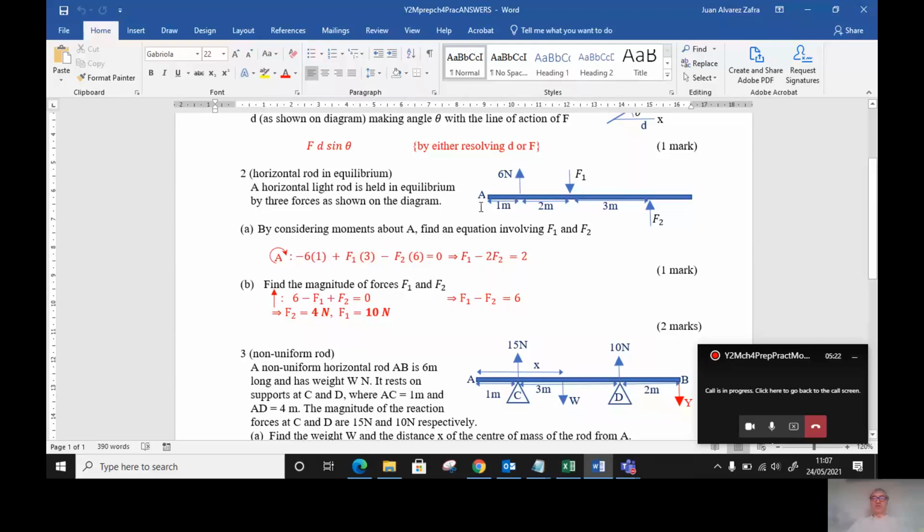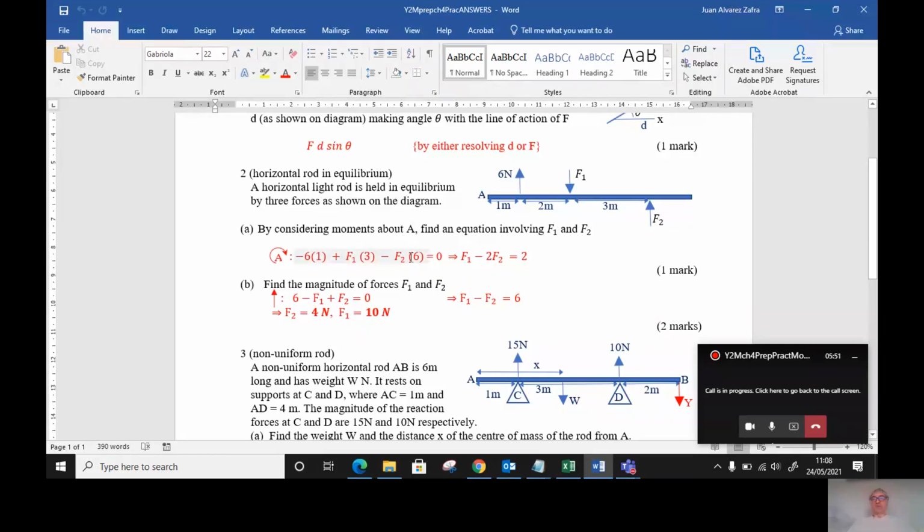F1 is distance 3 away from the axis A, and so its moment is going to be F1 times 3, and because it's clockwise, that'll be plus F1 times 3. F2 is distance 6 away from A, and it's trying to move anti-clockwise, so its clockwise moment will be minus F2 times 6.